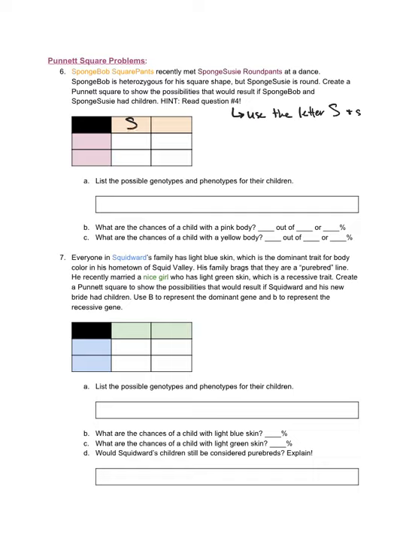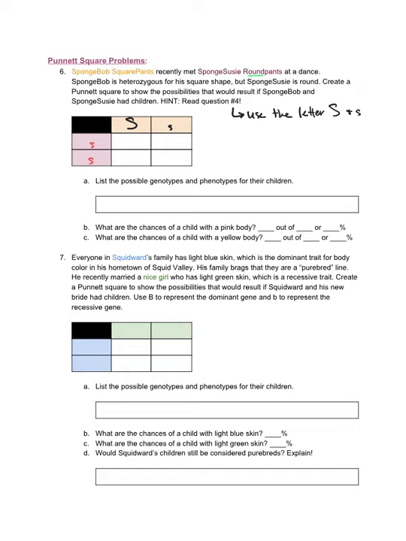So then we'll put capital S in that box and small s in that box. The next genotype we need to figure out is for Sponge Susie. And Sponge Susie is round because she's a round pants. That means that she shows the recessive trait. And in order to be recessive, she has to have 2 copies of the small s, or the recessive allele. So her genotype is going to be small s, small s.